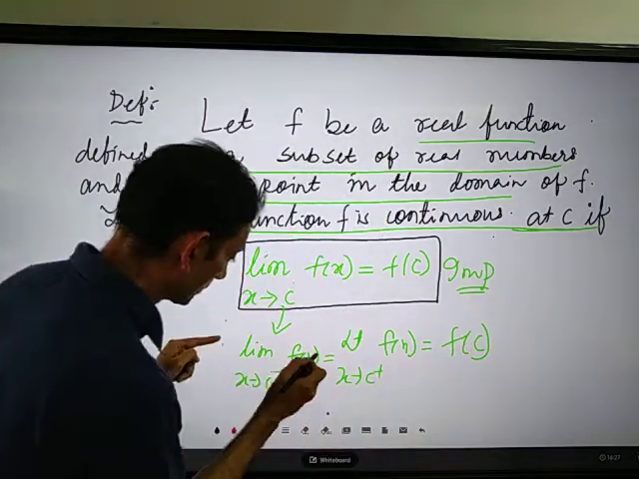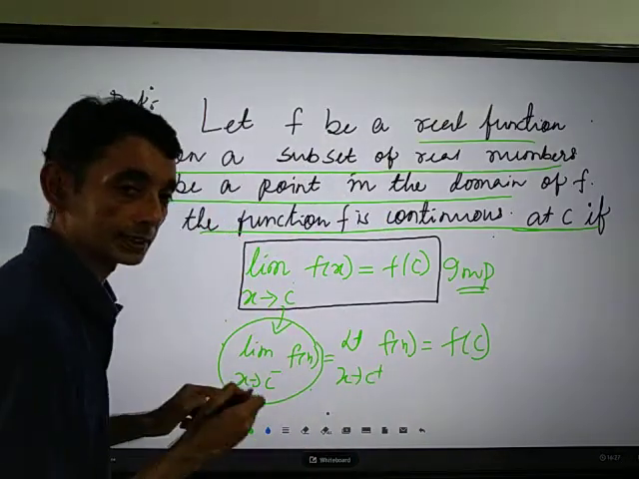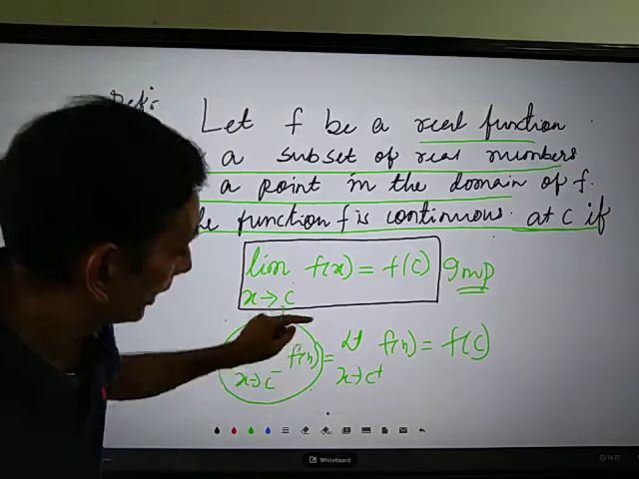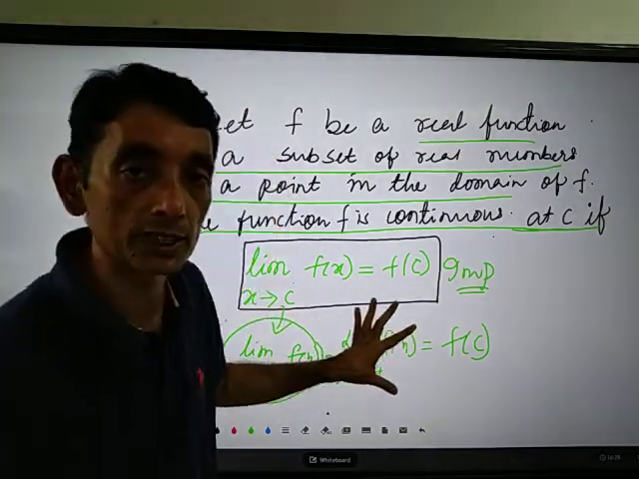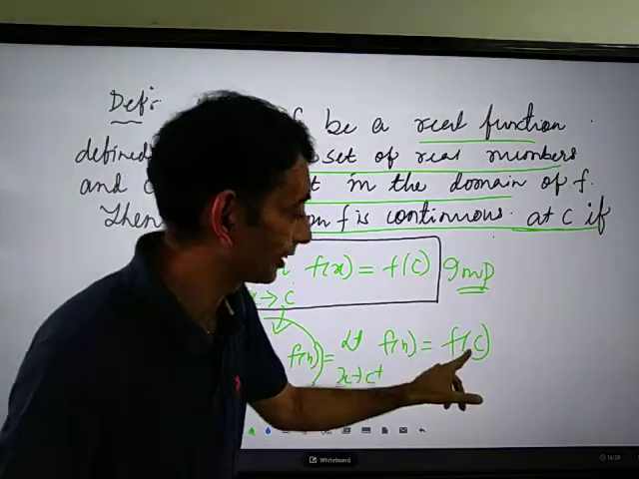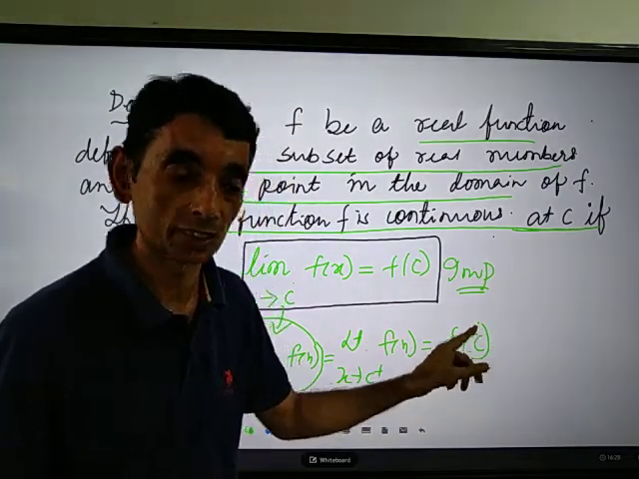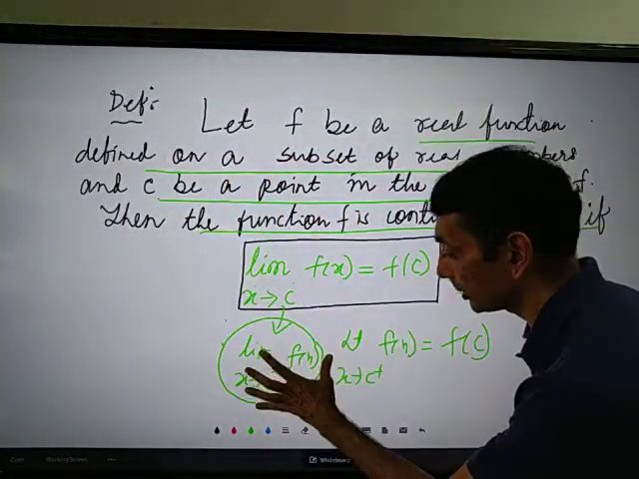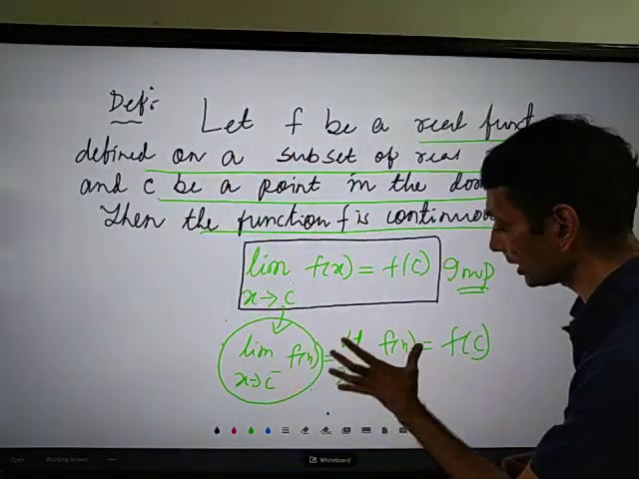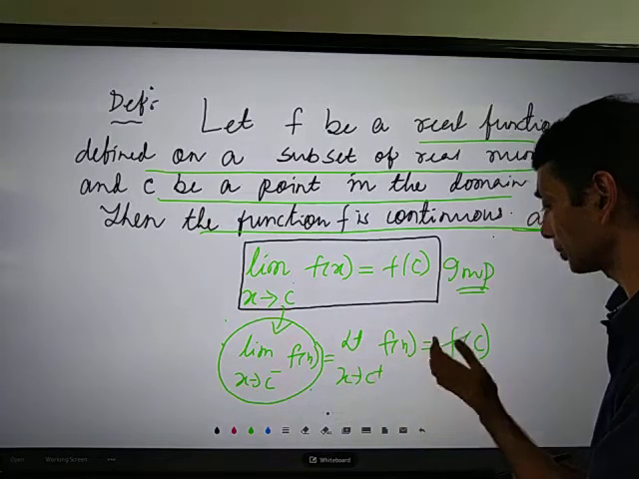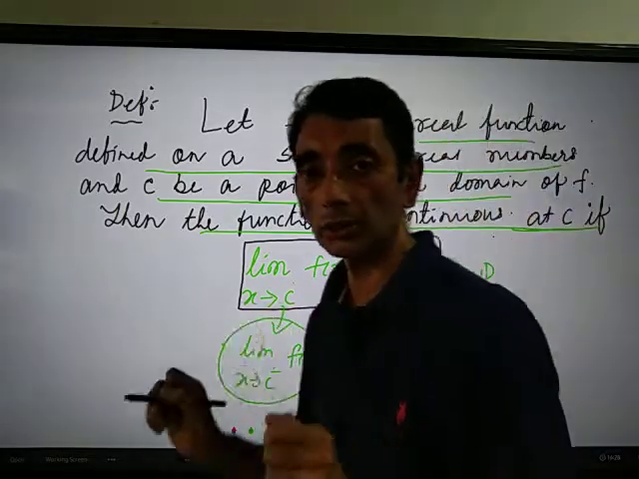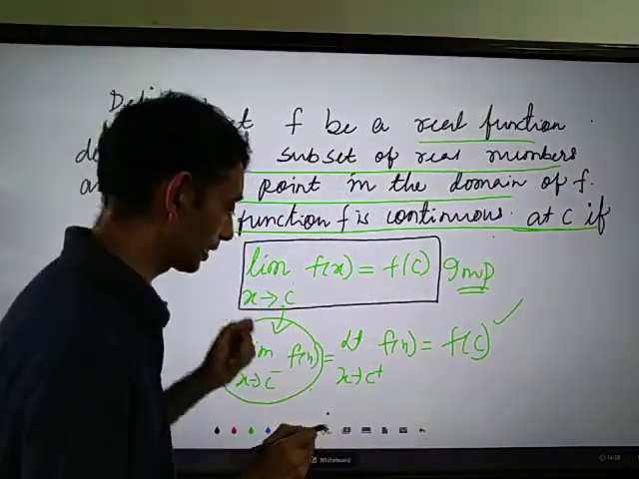According to the definition, what is this? Limit x approaches c minus f(x) is the left hand limit. Limit x approaches c plus f(x) is the right hand limit, and this is the value of the function at c. So if a function is to be continuous, then the left hand limit at a particular point should be equal to the right hand limit and should be equal to the functional value. In that case, we can say the function will be continuous at that point.